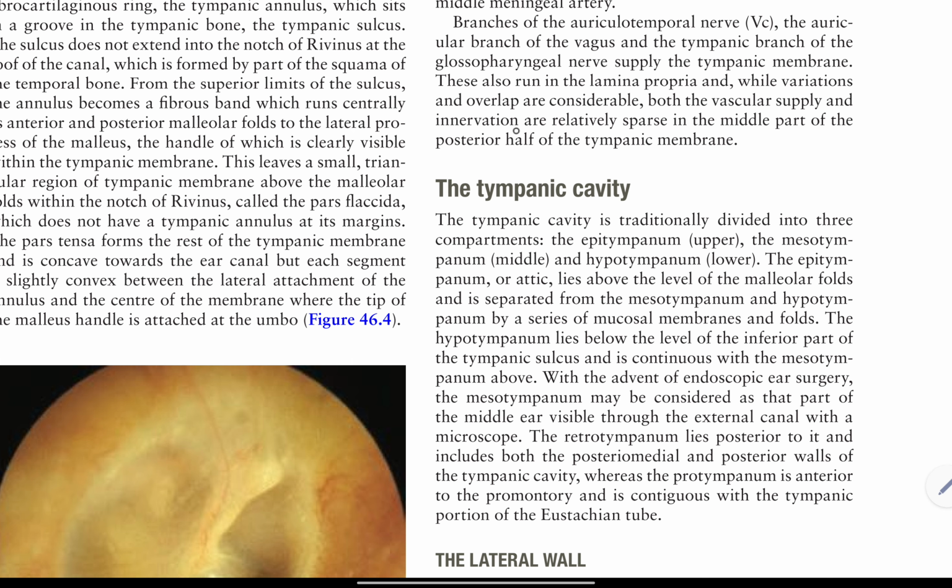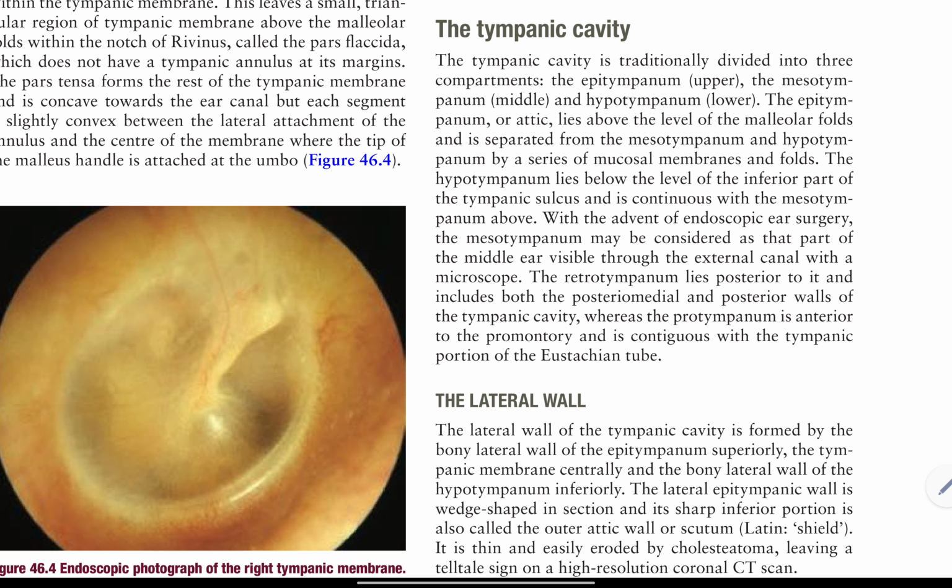The tympanic cavity. The tympanic cavity is traditionally divided into three compartments: the epitympanum (upper), the mesotympanum (middle), and the hypotympanum (lower). The epitympanum, or the attic, lies above the level of the malleolar folds and is separated from the mesotympanum and hypotympanum by a series of mucosal membranes and folds.